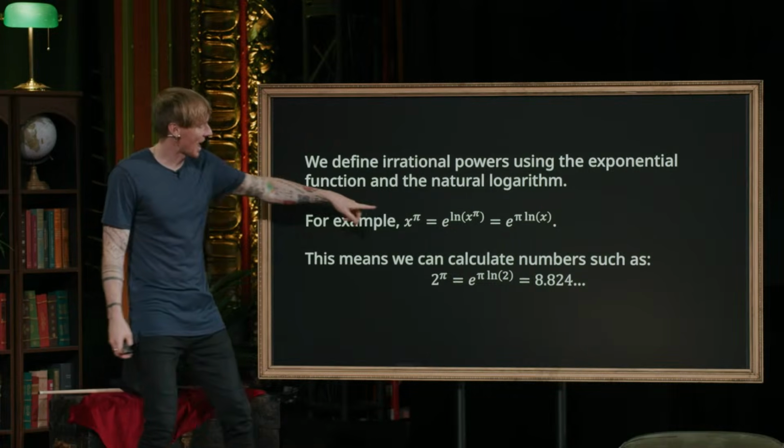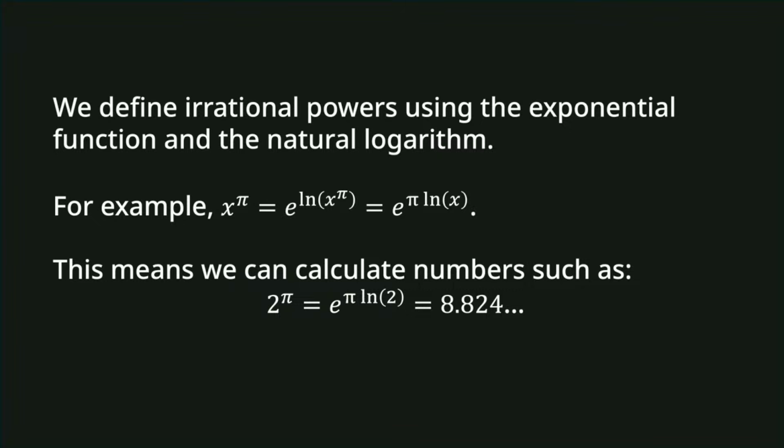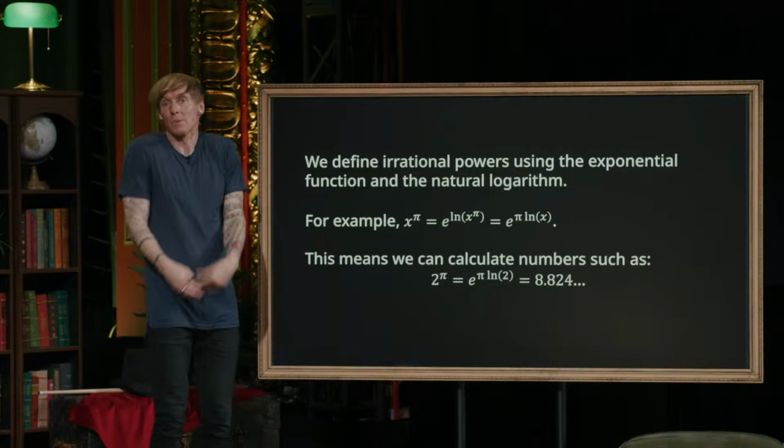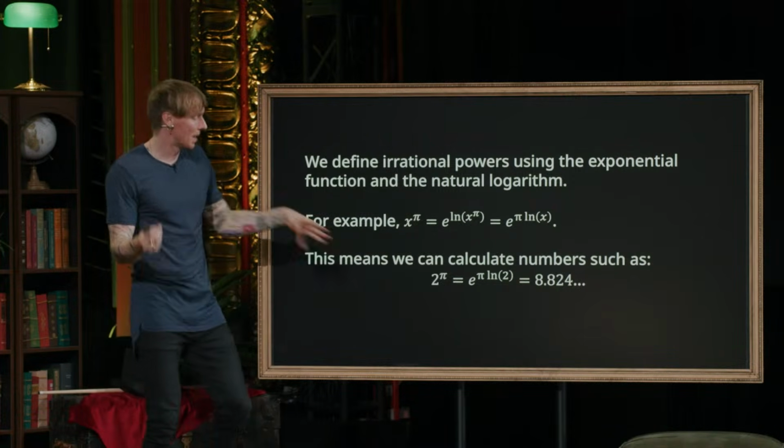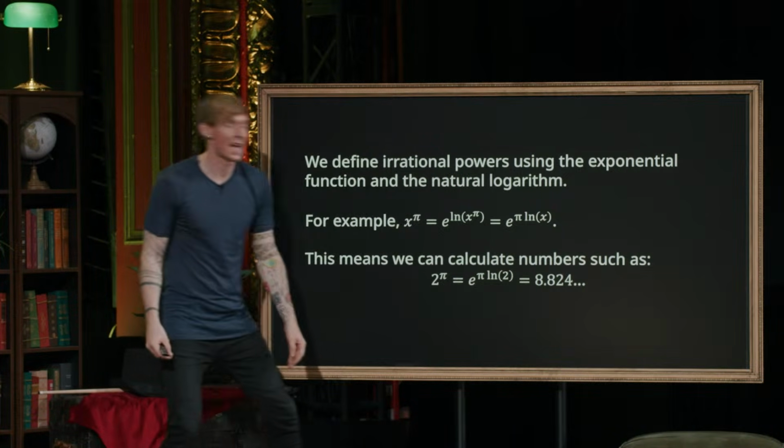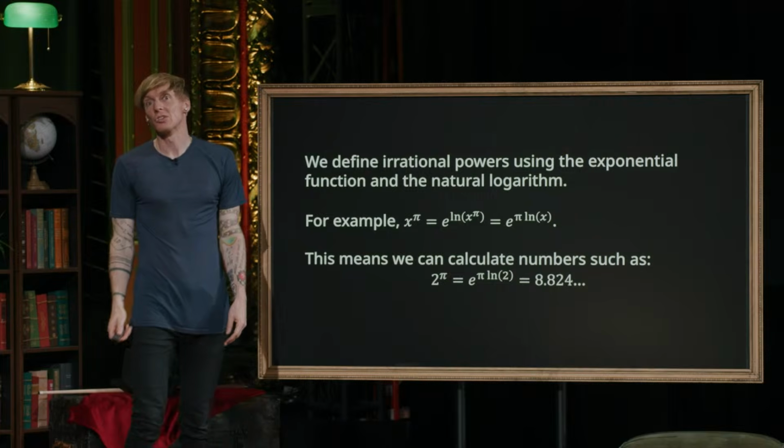For example, if we set x to be 2, then using this formula, we can say 2 to the power pi, a very interesting number to think about, is, according to our formula, e, this exponential function, to the power pi times the natural log of 2. Now we can work out all of those pieces, plug everything into a calculator, and get about 8.824.